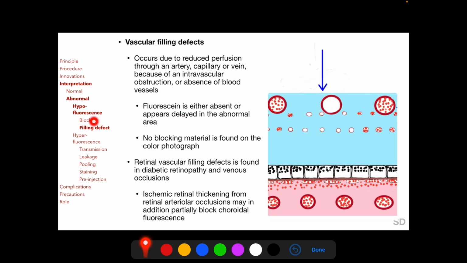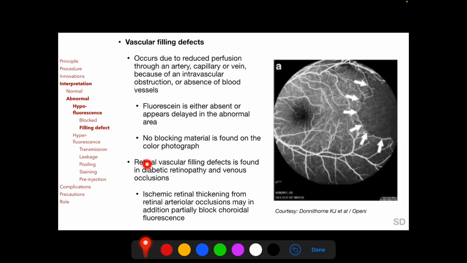And unlike blocked fluorescence, in vascular filling defect, no blocking material is visible in the corresponding area of the color photographs. Vascular filling defects can be in the retinal circulation, in the choroidal circulation, or in the optic disc circulation. Retinal vascular filling defects, as seen here in this angiogram, are commonly found in diabetic retinopathy and venous occlusions, and the ischemic retinal thickening from retinal arteriolar occlusions may in addition partially block the underlying choroidal fluorescence.